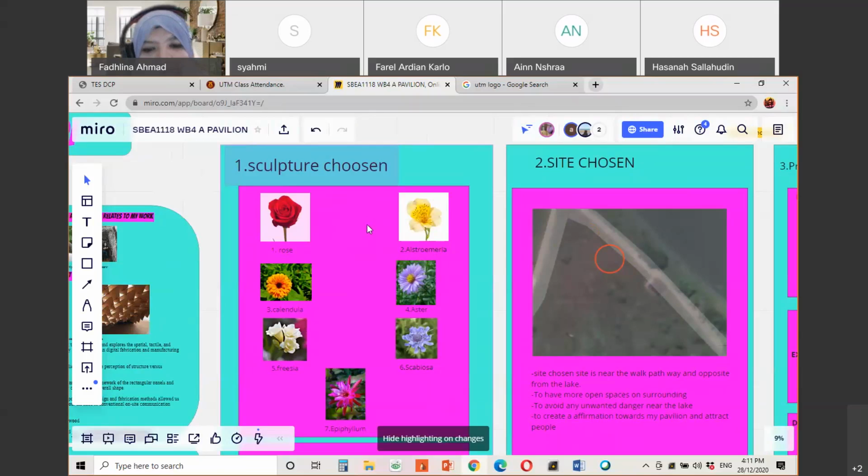Why you have those 7? 7 because 7 sculptures have different colors, and all 7 combination becomes a rainbow, so it can give rainbow colors. So this one is basically chosen because of the colors. No, because each flower has a different meaning of representation. For example, rose means love. So I can give some positive vibes towards my pavilion.